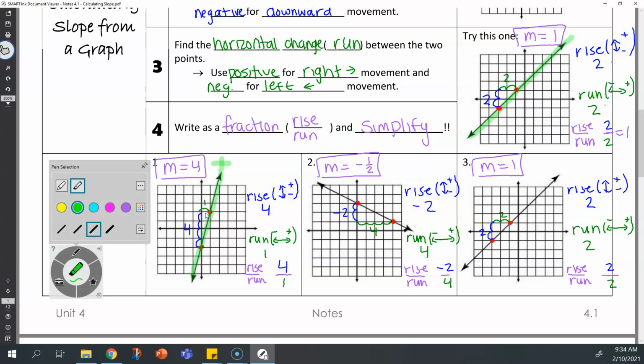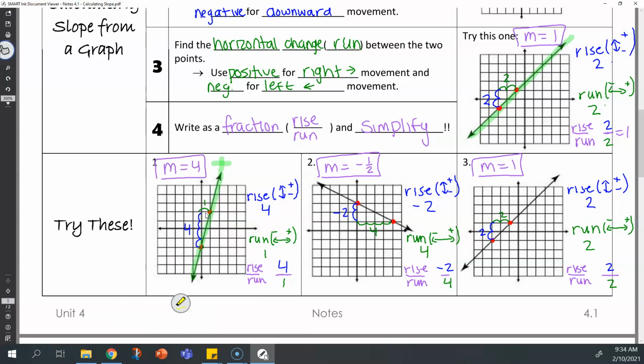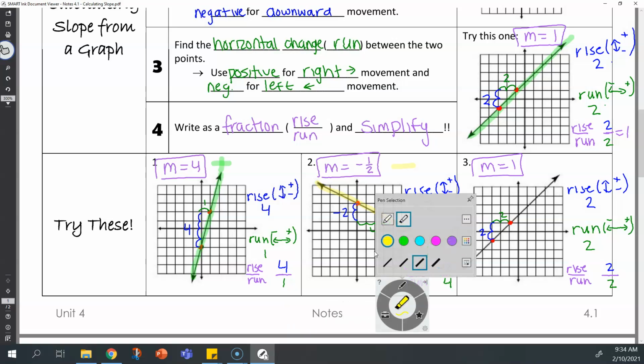For my second one, as I move from left to right on this line, it's going to go down. It's falling as I go from left to right. So I know that I'm going to end up with a negative number as my slope. I do my rise, which is 2 down. So I want to make sure that that's a negative 2. And then I'm going to go 4 to the right. So negative 2 over 4 reduces to negative 1/2.